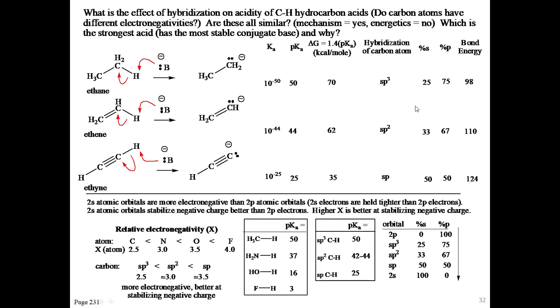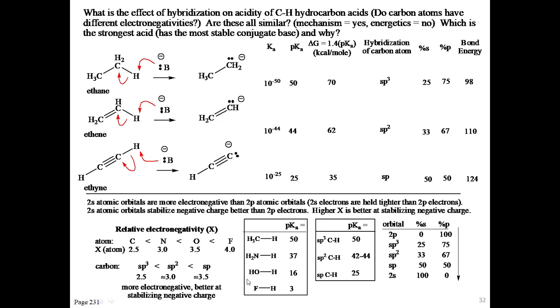So what does that do? Well, the more s character you have, the closer the electrons are to the nucleus. When you fill in the 2 shell, you first fill in the 2s, and then you fill in the 2p, because the 2s is held tighter. And that's what we argue when we talk about oxygen versus nitrogen. Oxygen holds electrons tighter, stabilizes the minus more.